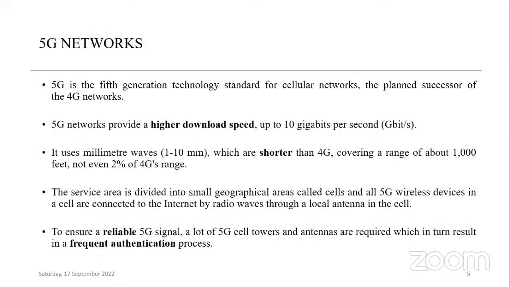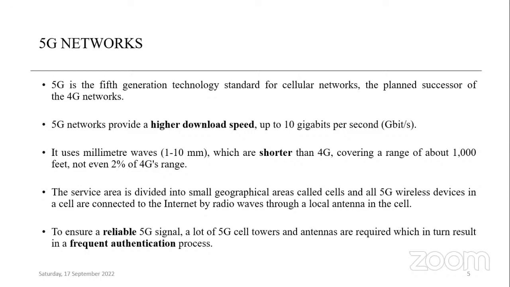And next, I'll give a short introduction about the 5G networks. We all know 5G is the fifth generation technology for mobile networks, which is the successor of 4G. This 5G is very famous for its high download speed because it gives almost 10 GB per second. For attaining this high download speed, they are using millimeter wavelength. So the coverage area of the 5G networks is very short, which is not even 2% of 4G.